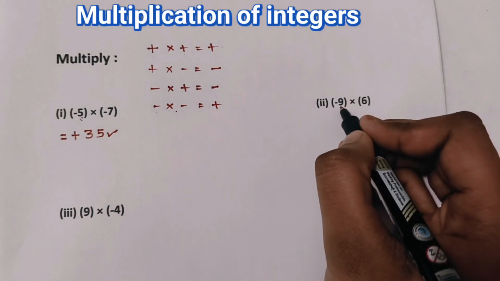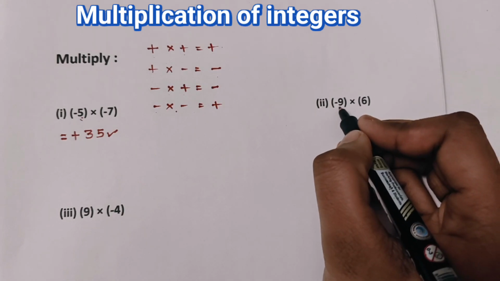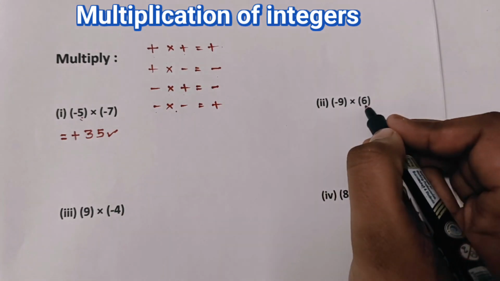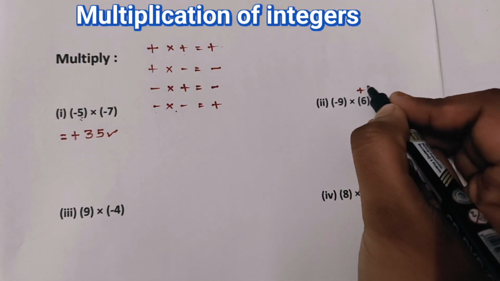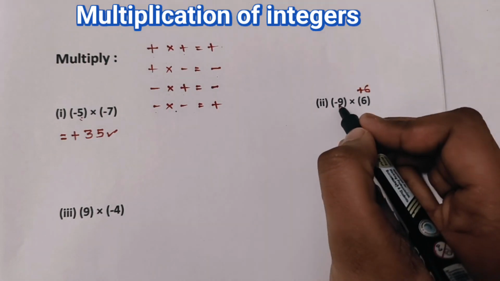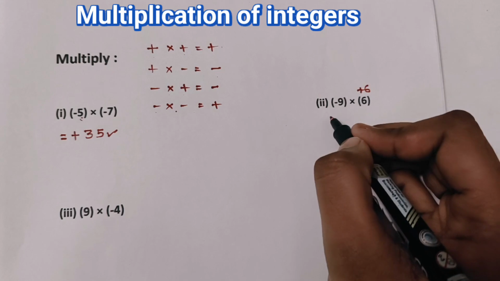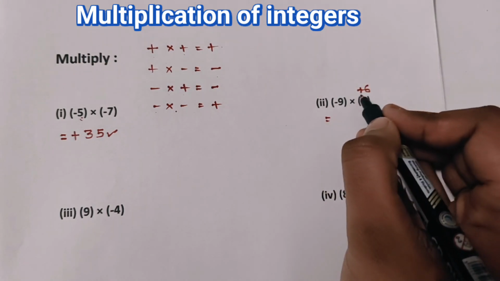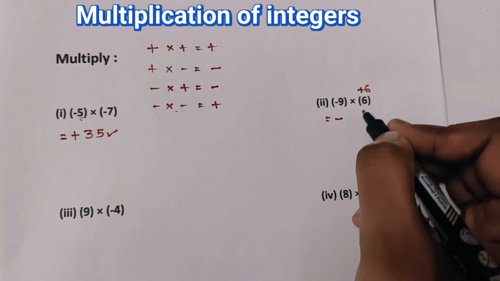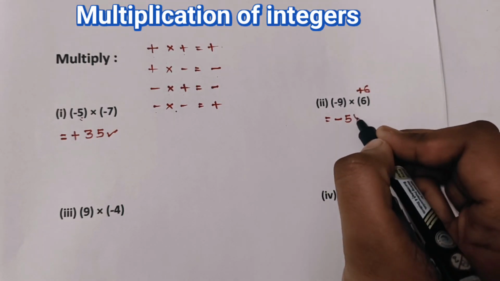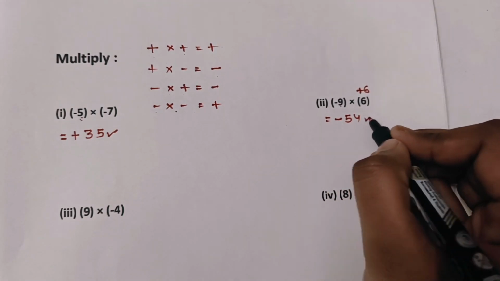Second question, minus 9 into 6. So here we have minus 9. For 9 we have the negative symbol, and for 6 here we have no symbol, so we can consider it as plus 6. Now we have to multiply the symbols first. So equals, minus into plus we get minus, and 9 times 6 is 54. So minus 54.